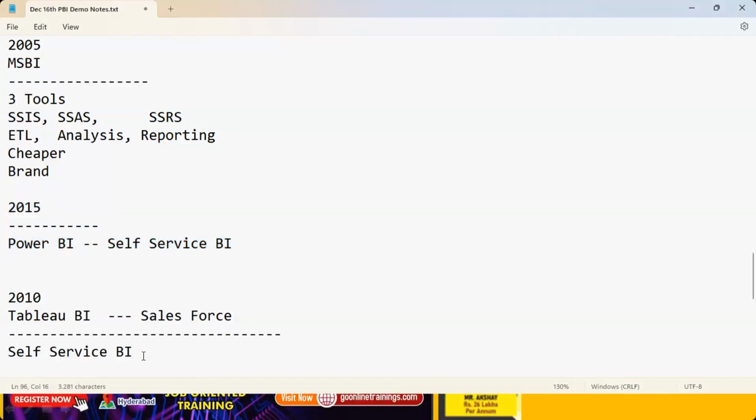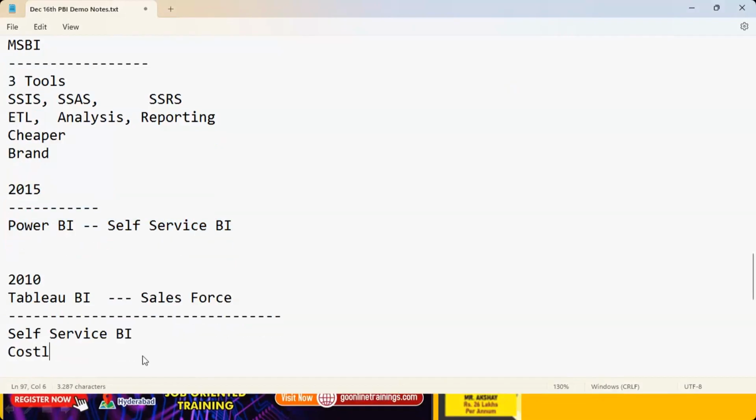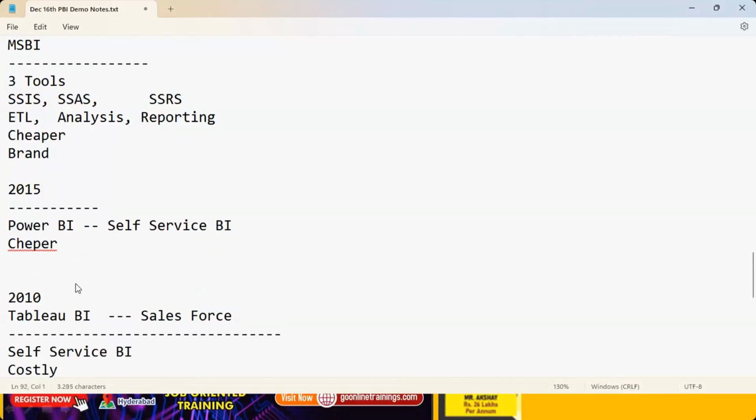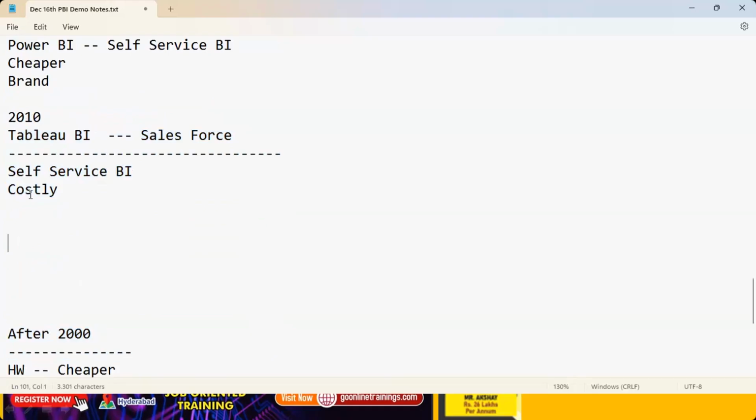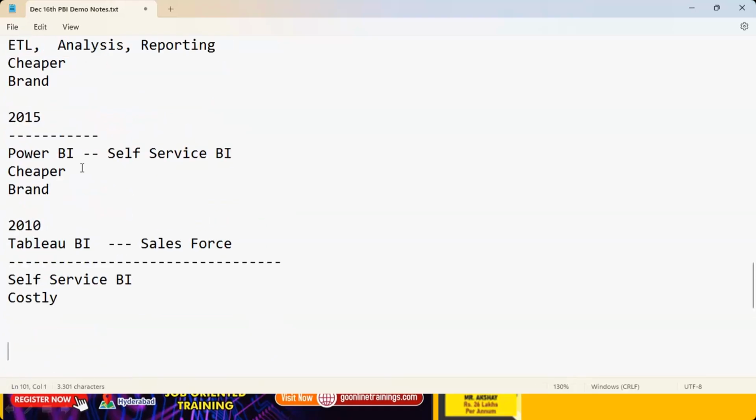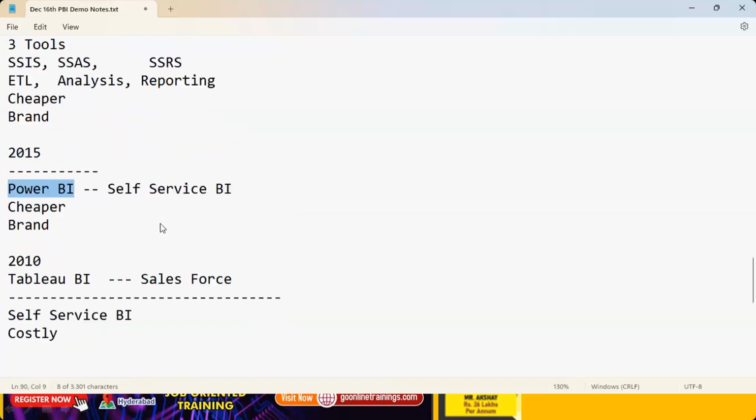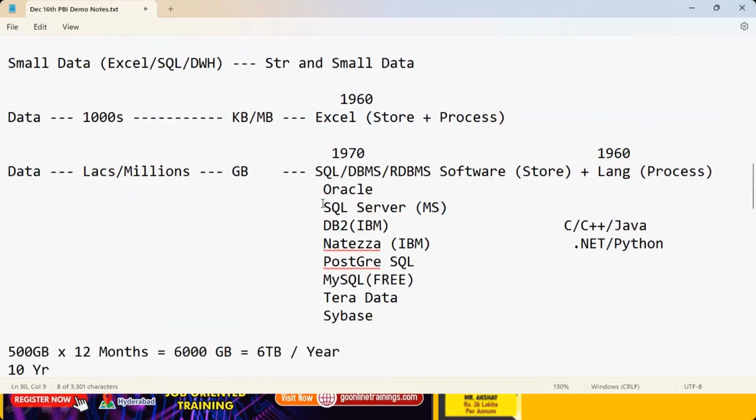Now, Tableau is very, very costly, and Power BI is a cheaper Microsoft brand. Because of that, people started using Power BI for almost 10 years. It was launched in 2015, and now many companies use Power BI. Clear? If you learn only Power BI, you don't get a job. You need to compulsorily learn SQL or Oracle.